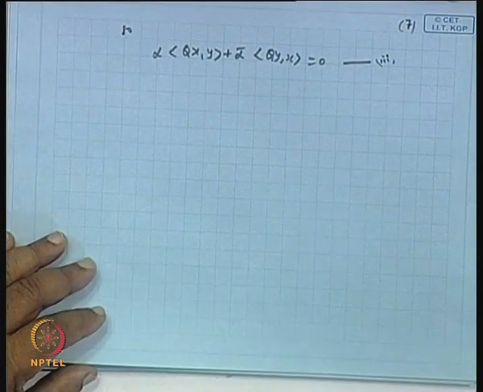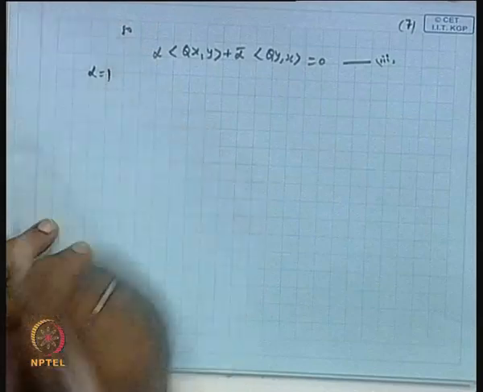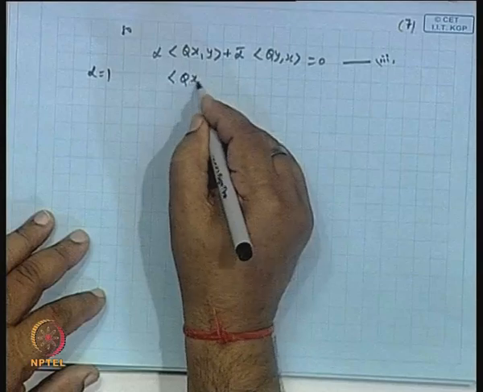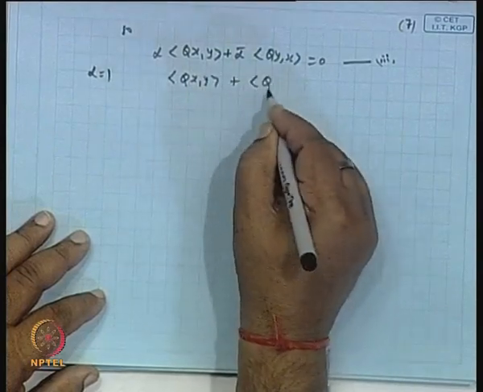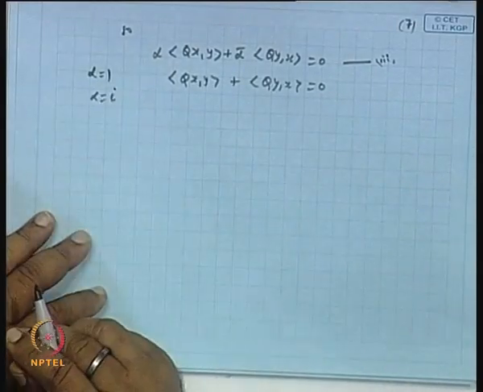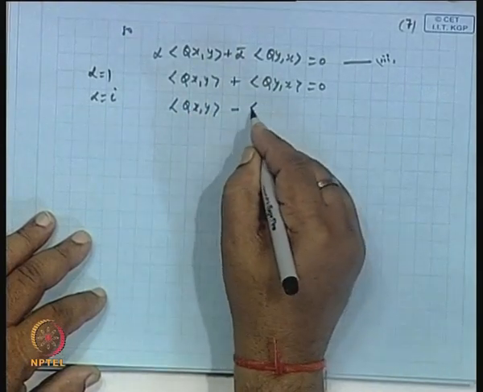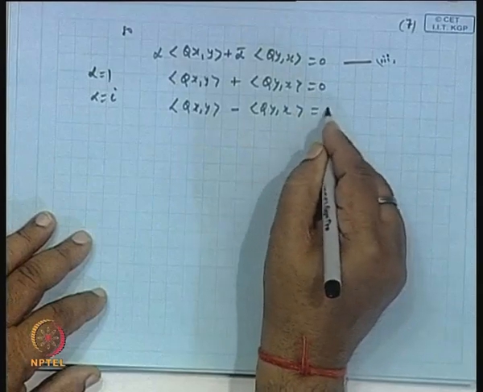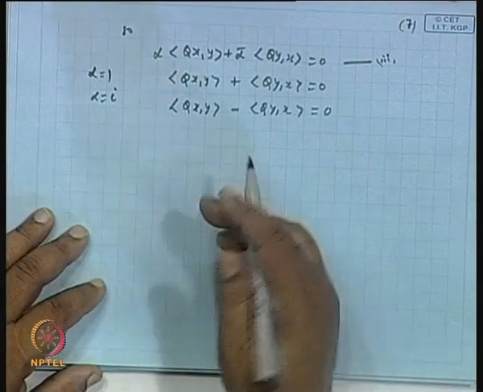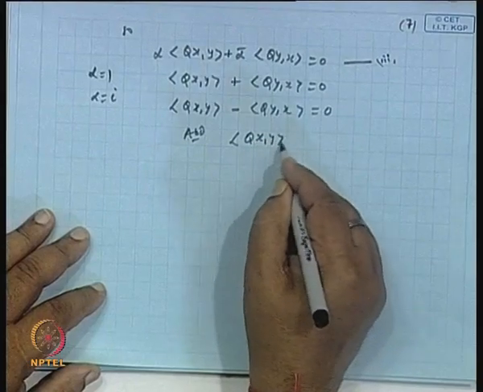Now because alpha is a complex quantity, take alpha to be 1. So what we get is <Qx, y> plus <Qy, x> is 0. And when alpha is equal to i, what do you get? The inner product <Qx, y> minus <Qy, x> is 0, because i gets cancelled, and alpha conjugate means minus i. So therefore, if I add, then what we get is <Qx, y> is 0.